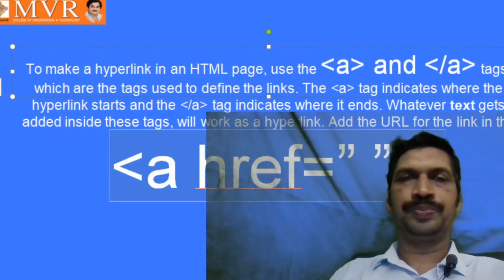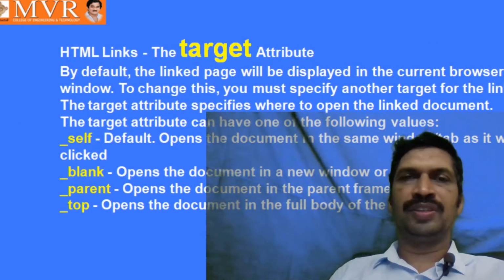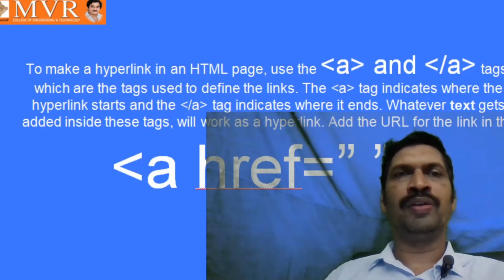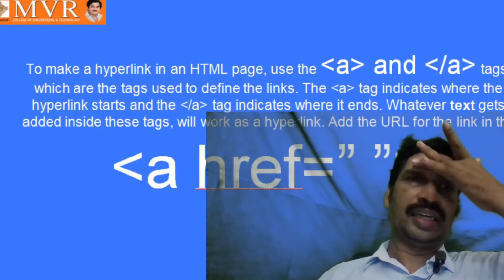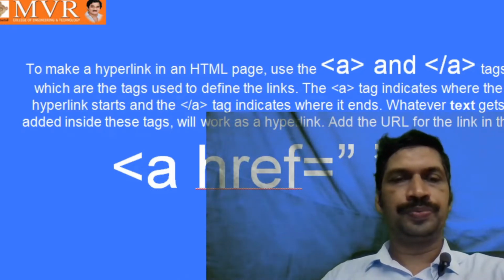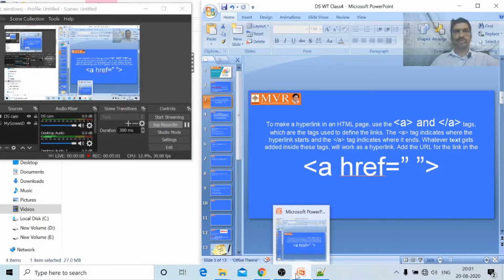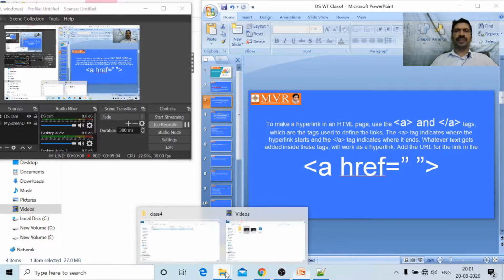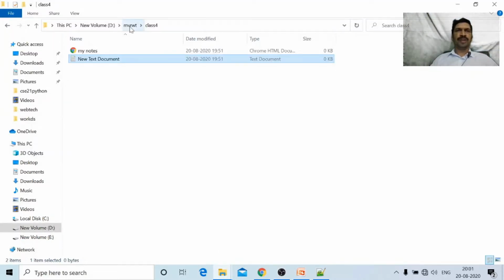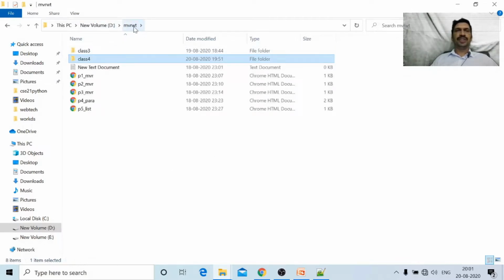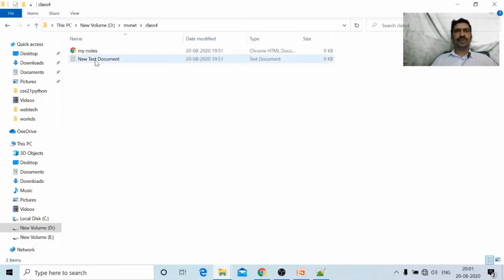Target we will see next. First, now I will write the program using the anchor tag. For class 4, I am creating the folder class 4 MVRWT Web Technologies. This is our programming folder. In this programming folder, I have created the folder class 4. We will see the programs related to the anchor tag here.